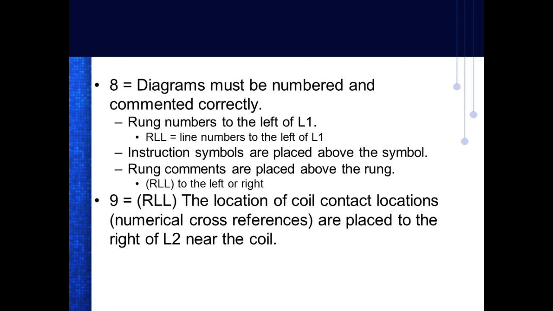You can put a comment wrong all the time. A comment doesn't care. Comments don't mean anything. So you can say motor contactor 1 and motor contactor 1, and you're not going to get that error, even though you assign them to different addresses. The location of coil contact locations, numerical cross reference. Are y'all okay here? Y'all understand that now?